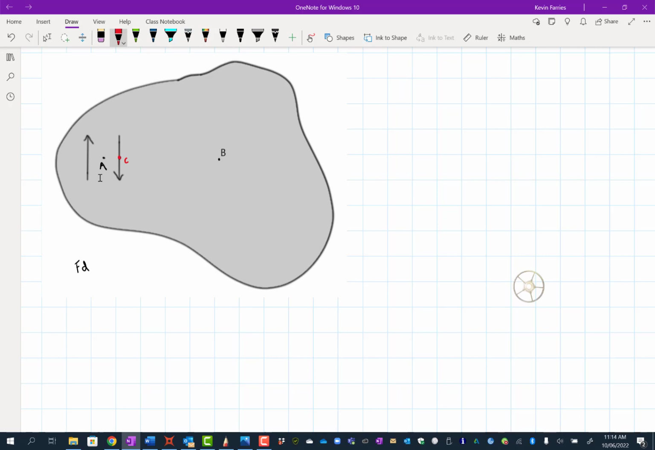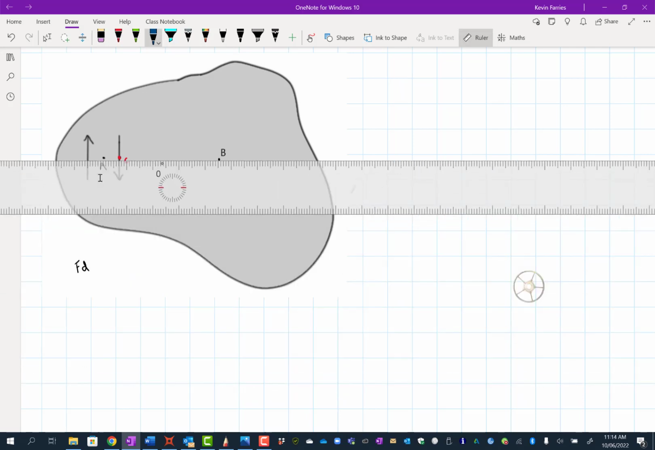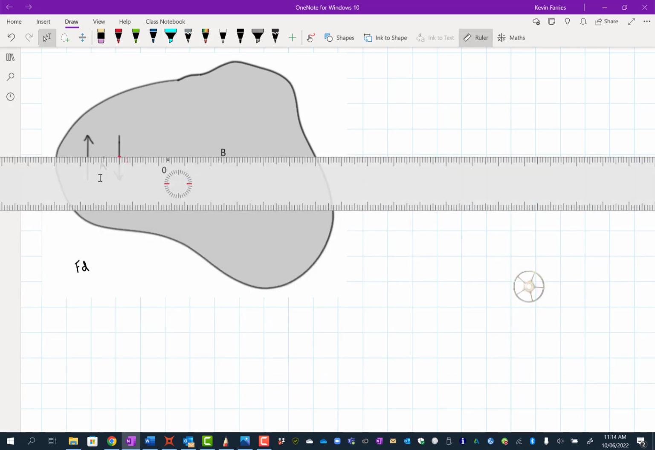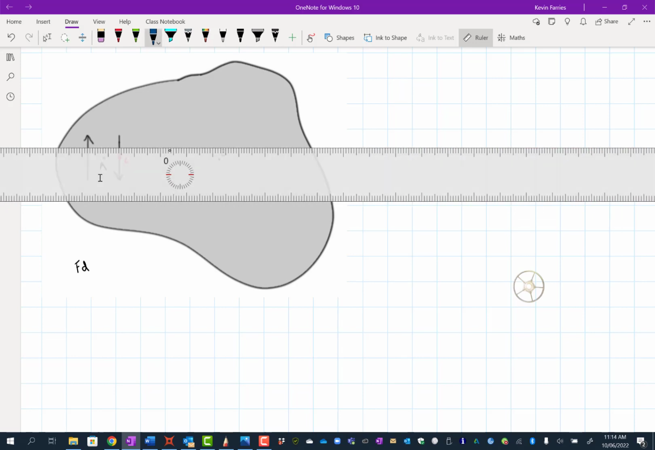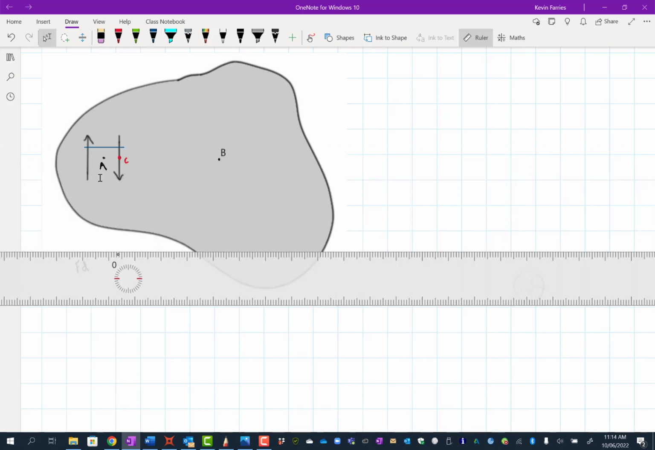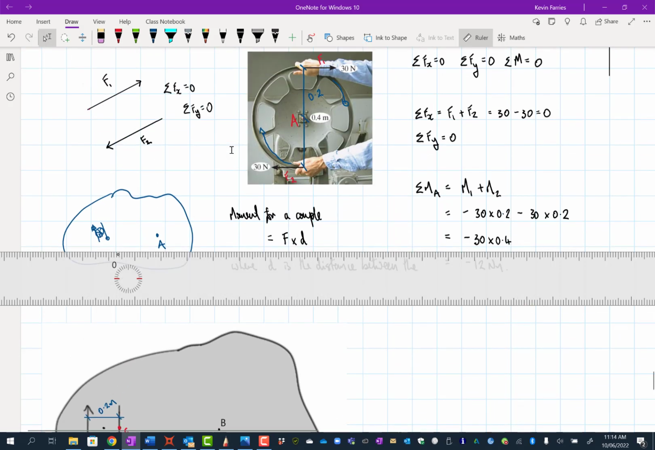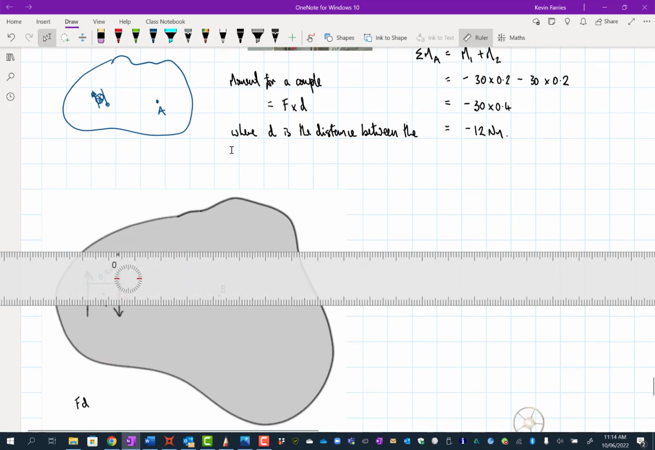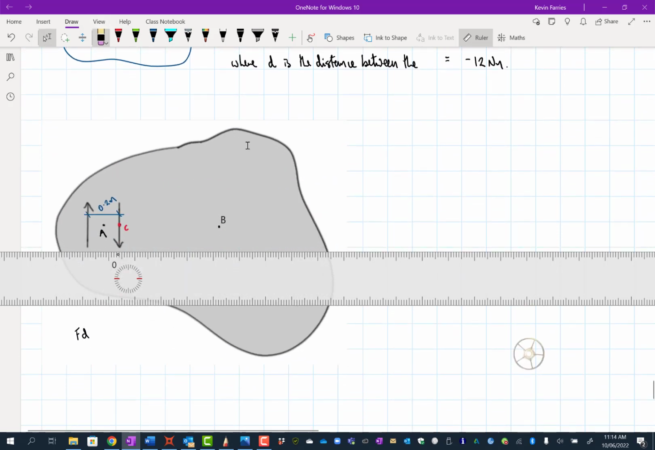Let me put in some numbers just to make it real. So we'll say that our lever arm, I'll draw it up here, the lever arm between the two we'll keep it as it was before. So that was 0.2 meters, I think. Let me just double check that. No, it was 0.4 meters.